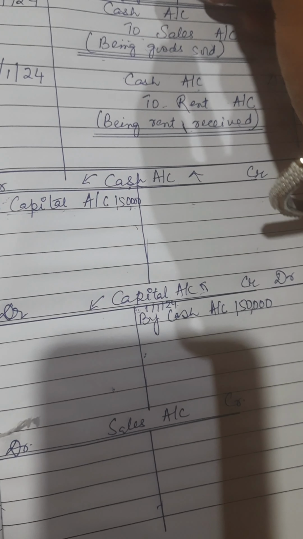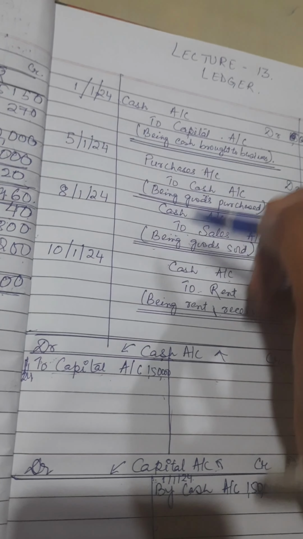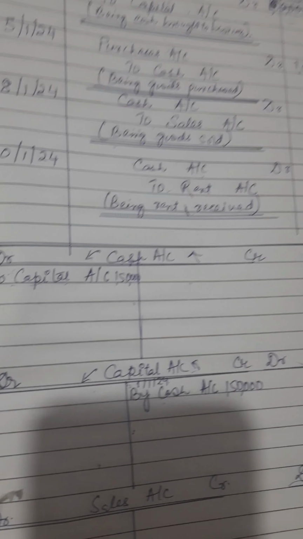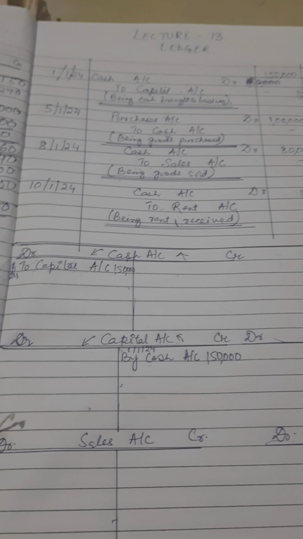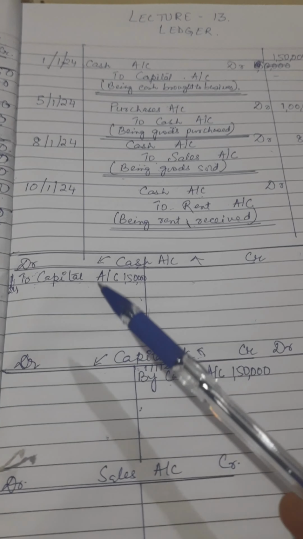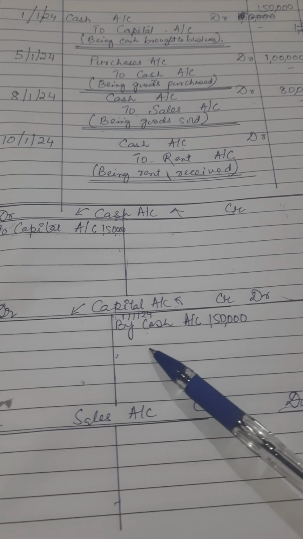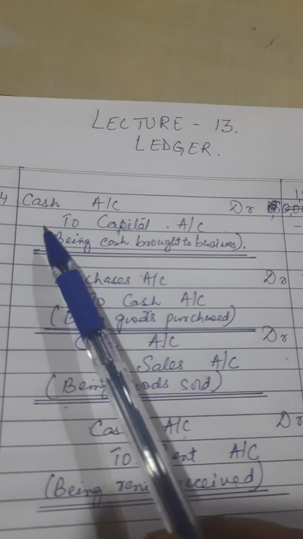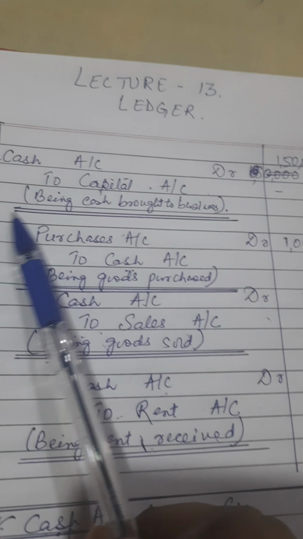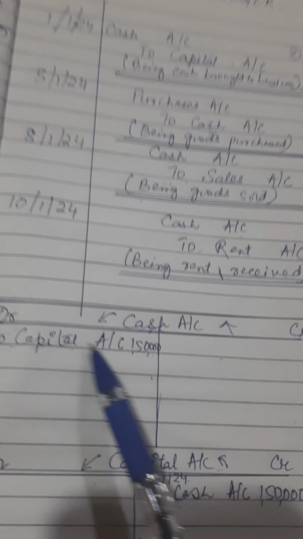So our one transaction has a double effect: one in the cash account, the other in the capital account, and that's why I told you it is known as double entry. You have entered two sides. One account is debited, the other account is credited. Cash account is debited, capital account is credited. So when you do a ledger account, you have to think this way: cash account is debited, but debited by which account? By capital account. So that's why 'To capital account'.